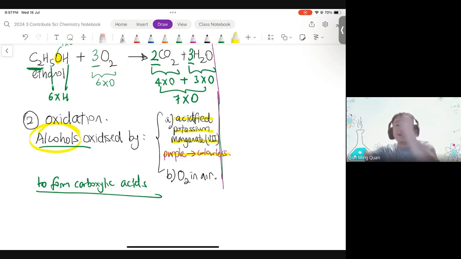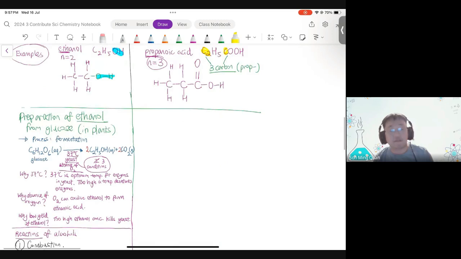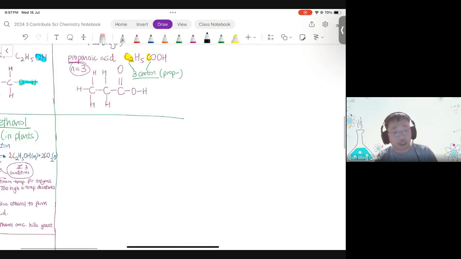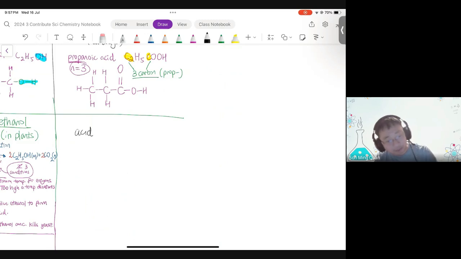Now we move our attention back to the last homologous series, which is carboxylic acids. For carboxylic acids, the reactions are really, really simple because they react like all acids will. You have learned acid reactions in Sec 3, right? You have learned, for example, acid plus metal, right?